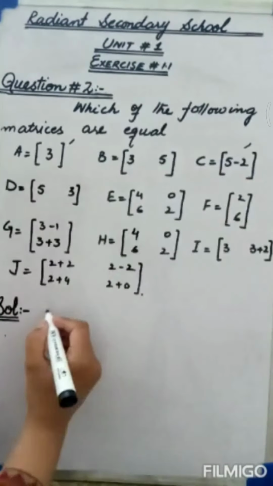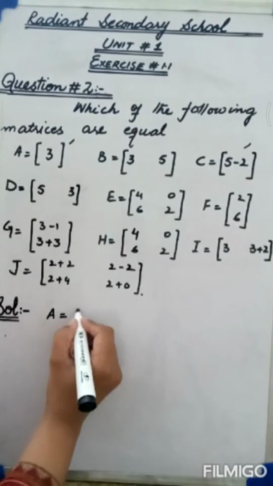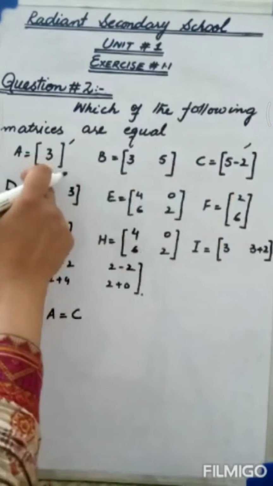So we can say that A and C are equal because you can see their corresponding entries are also the same. This is 3, this is 5 minus 2, also 3. Their order and their corresponding entries are both the same. So these two matrices are equal.